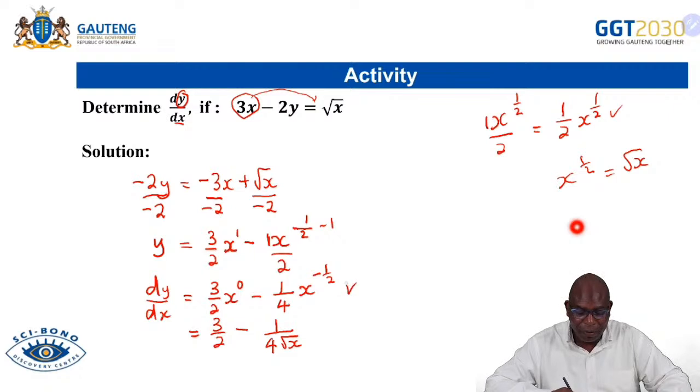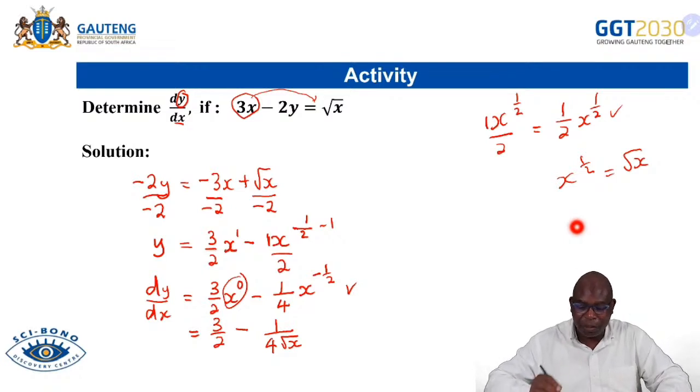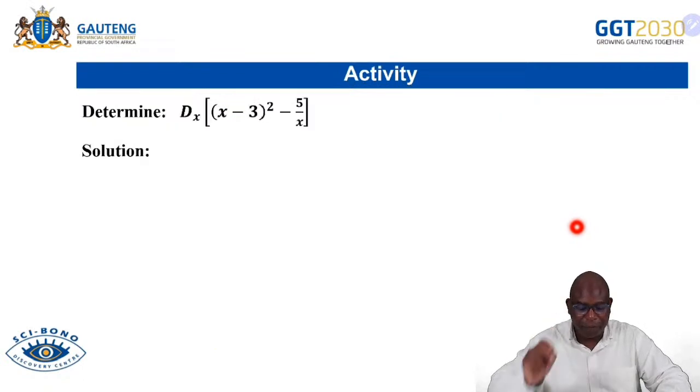No harm if you leave it like that, but without that, please. So no harm in leaving it like that, and then you still get full marks on that, especially when it is not written that you must write your answer with positive exponents. Positive exponents, yes. Right.